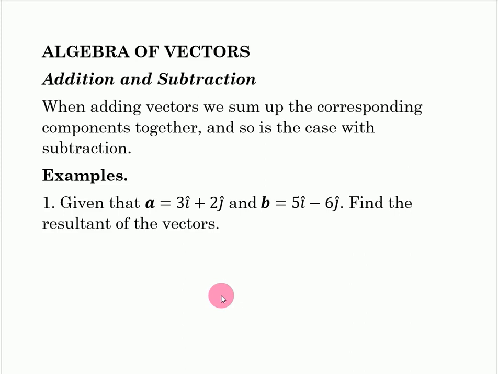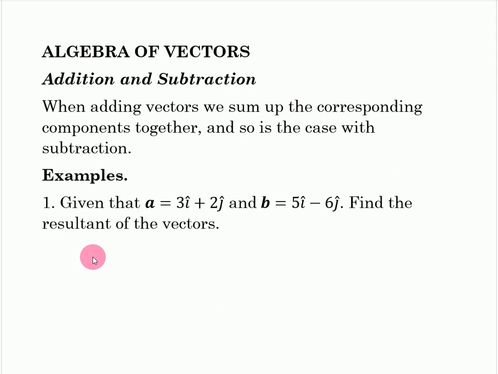The statement here is saying that when adding vectors, we sum up the corresponding components together, and so is the case with subtraction. This means that you just get the i's together and the j's together. If they are k's, you also get them together, and voila, you are ready to go. We shall have an illustration with this example: given that a is equal to 3i plus 2j and b equal to 5i minus 6j, find the resultant of the vectors.